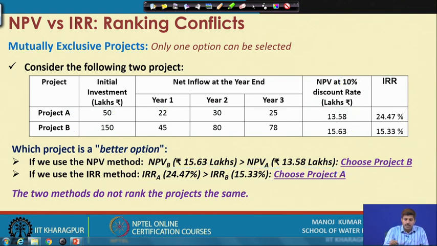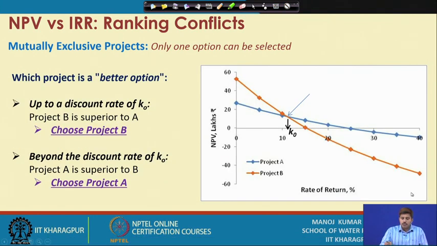Again, if you see, this is my profile for project B, and this is my profile for project A. If I plot NPV, these are the IRR for project A and this one is the IRR for project B. Now, these profiles are intersecting here.